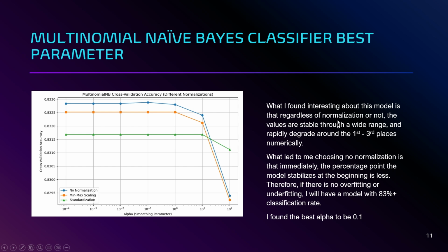What I did find interesting about this model is that regardless of normalization, I tested 3 methods here. They all really start to drop off right around the singles place, going into the second and third place numerically. But since no normalization is at the top above all of them, obviously you're going to want to choose from one of these points that have the highest accuracy. So I found the best alpha to be 0.1, which I believe is that one.